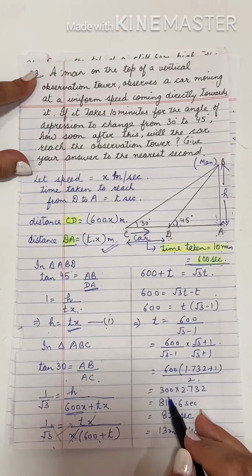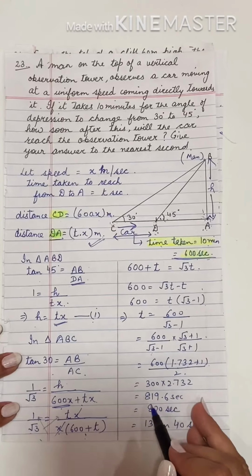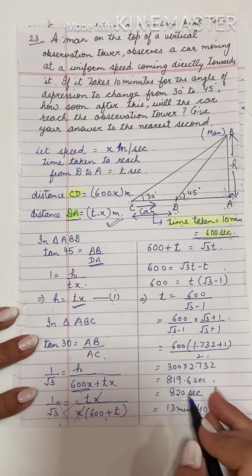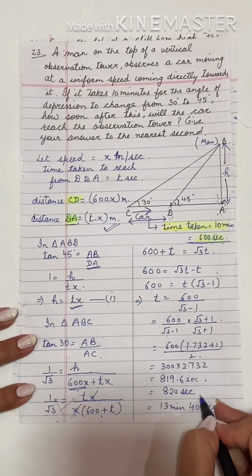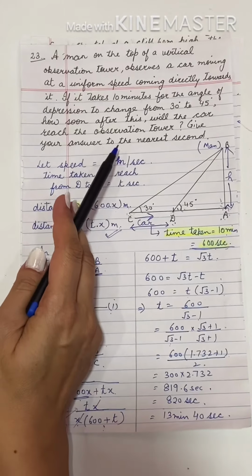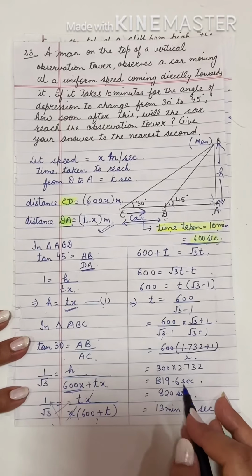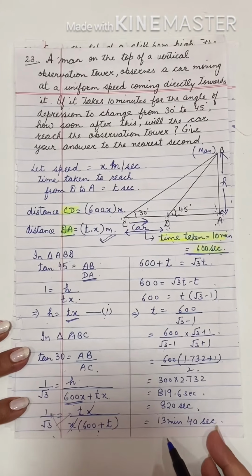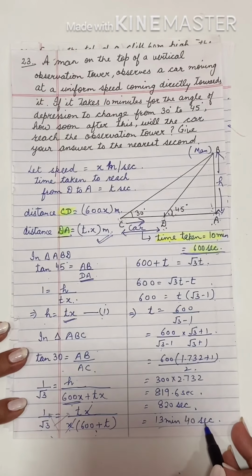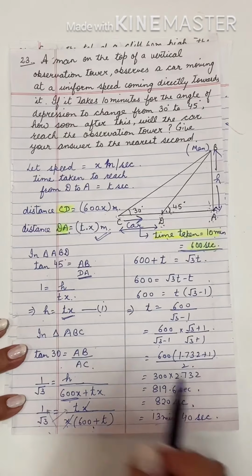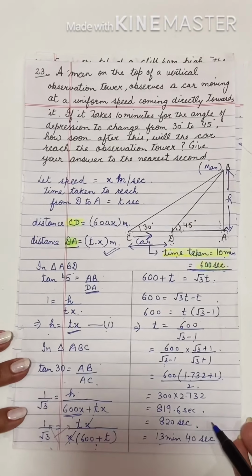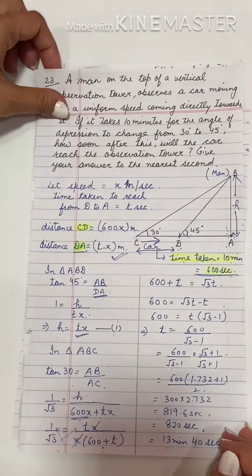So this is equal to 300 into 2.732, which is 819.6 seconds. After rounding off, we'll get it equal to 820 seconds, because they've asked to give the answer to the nearest second. So it is equal to 820 seconds, which on converting will give you 13 minutes 40 seconds. So the time taken to reach from D to A will be 13 minutes and 40 seconds.